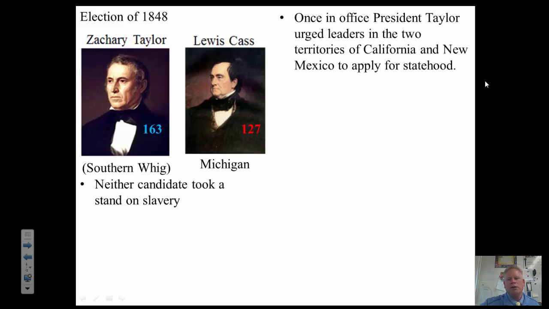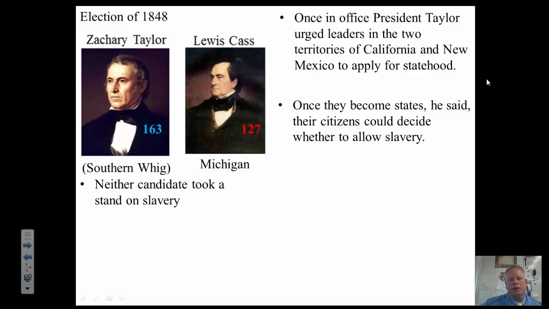Now, after he became president, he urged leaders in the two territories, California and New Mexico, to apply for statehood. And he said, once you become states, then your citizens can use popular sovereignty, or voting, to decide whether to allow slavery or not. So I asked the question in class, is popular sovereignty a fair way to decide if a place is free or slave? And the same arguments go for voting as well. You can't vote someone's property or freedom away from them. It violates the Fifth Amendment.